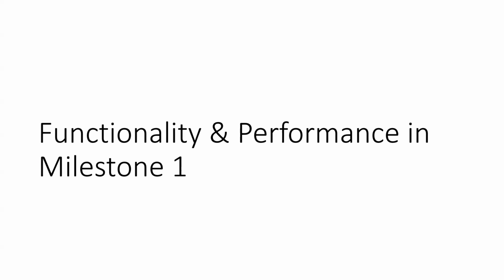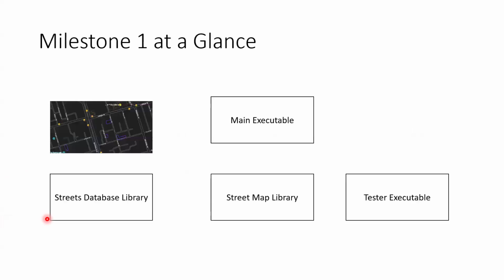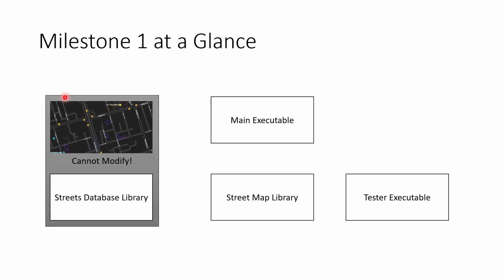And for the tutorial, I will be covering how to start with coding for milestone 1. Here is at the top level how your milestone 1 looks like. We have the streets database library that is read-only. This is the library that allows you to access the data for your map. And this is read-only, so you cannot modify this.